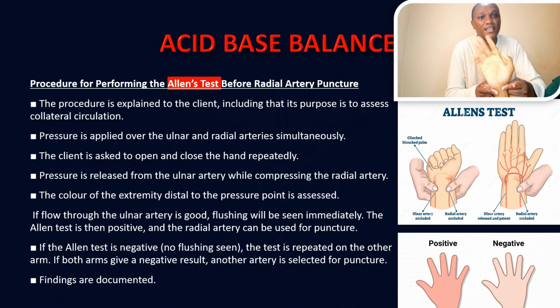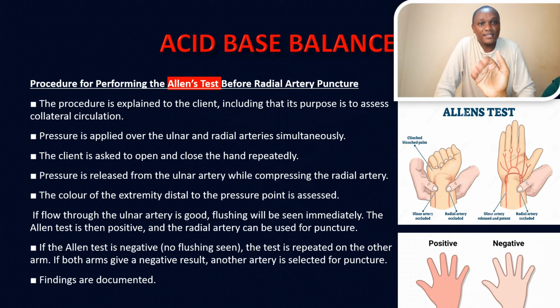Now you can see that the color is almost white, but when I release the ulnar artery, it becomes flushed. All the blood comes to the distal areas. You can see the hands and the fingers are now pink in color. That is the Allen test.